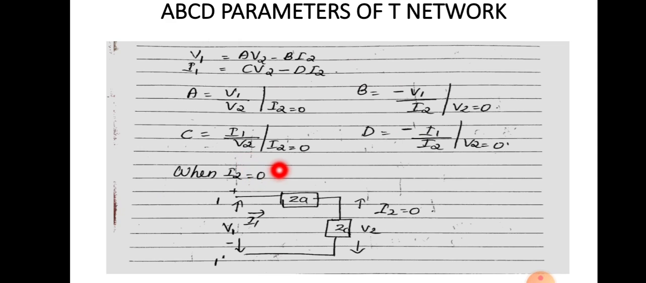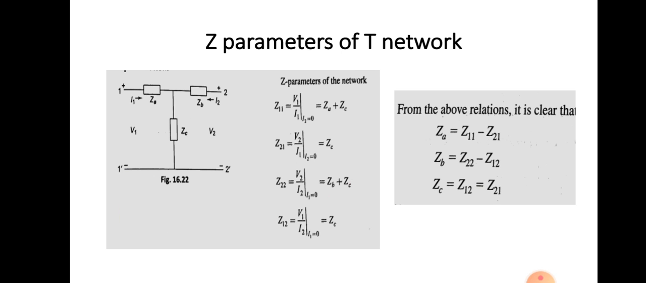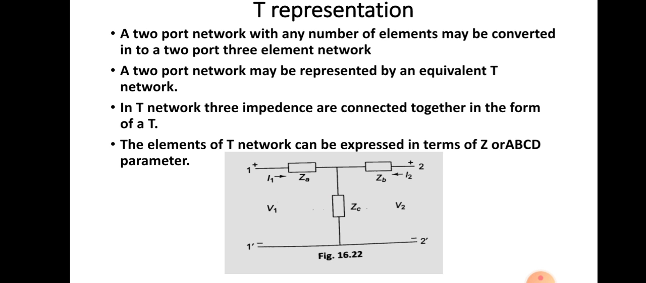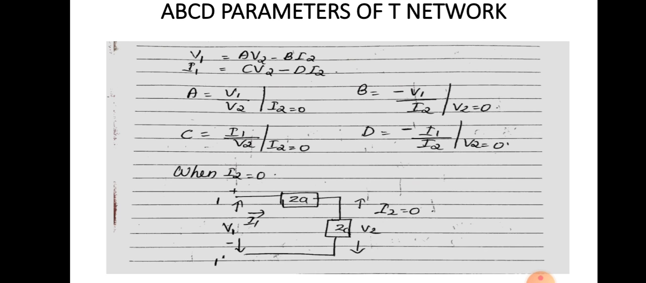Whenever I2 equal to 0, what happens? I2 becomes 0 means that the circuit will look like this. See, this is the circuit diagram. Whenever I2 equal to 0 means this part will be open, so this will not be here. That is, the rest of the circuit will look like this. So, I2 equal to 0.